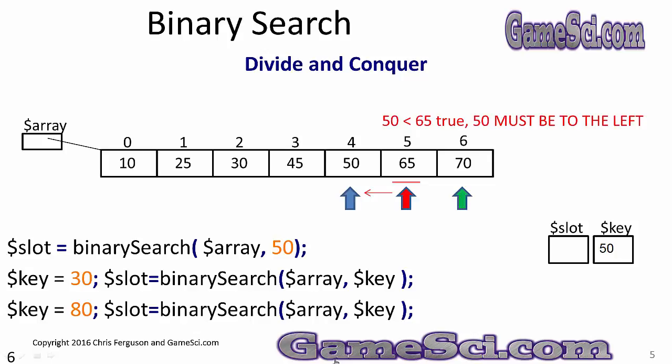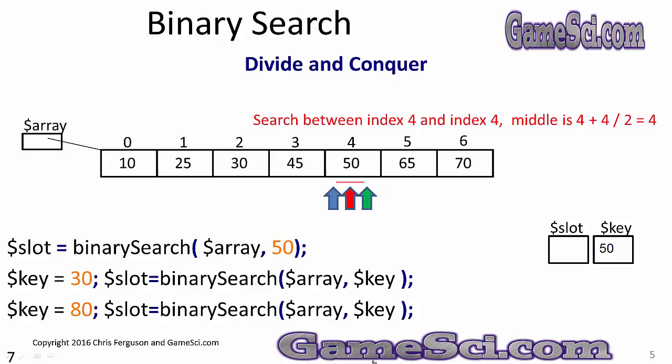In this case, 50 is less than 65 is a true statement. 50 must be to the left of 65. The data is sorted, so anything smaller than 65 has to be to the left. But remember, we've already excluded position 3. So by now our index, our position, is just 4. The start of where we're looking is 4. The end is 4. If I do the math, 4 plus 4 divided by 2 is 4. It says look at position 4.